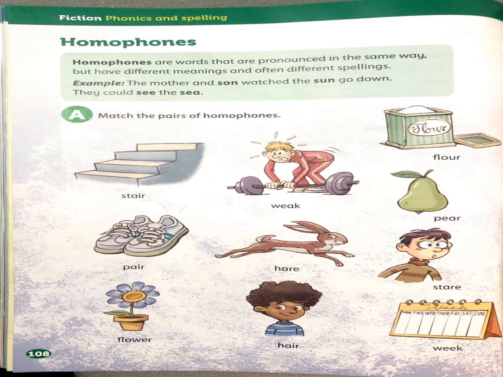Now the example we have: the mother and son watched the sun go down. They could see the sea. Fine? Okay. Now we move to exercise A. Match the pairs of homophones. Please look at the pictures carefully and the words under them. Take your paper, your pen or pencil, and try to match them.